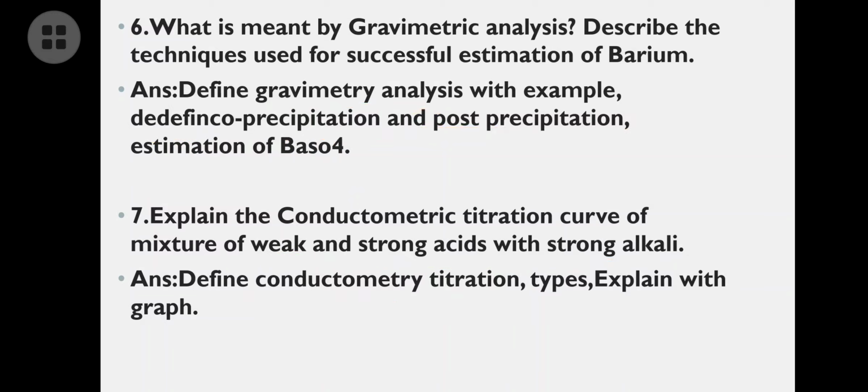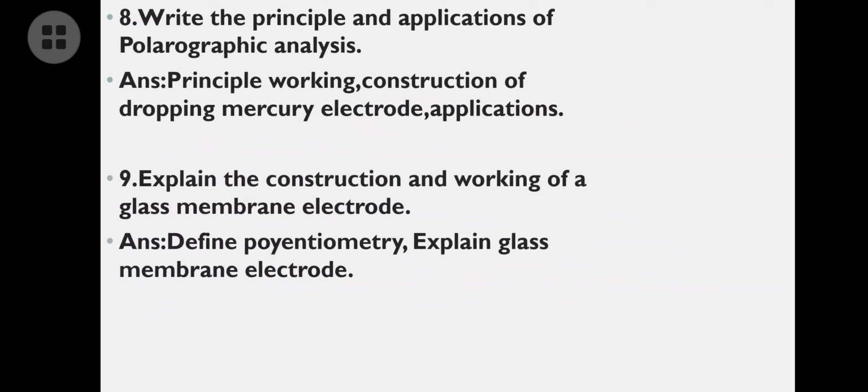If they ask particularly to explain 1, you explain 2. If they won't ask, then at least explain 3, if the page allows you. Next, write the principle and application of polarographic analysis. First you write what polarography is, then you write the principle and the working and construction of the dropping mercury electrode.